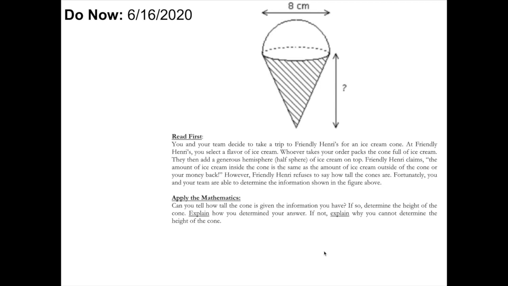So here's my question. Can you tell me how tall this cone is given the information you have? Okay, so we know that he's telling us that he's going to fill the cone and then he's going to put a hemisphere or half sphere of ice cream on top. He tells us that the amount of ice cream on top is the same as the amount of ice cream in the cone, but he won't tell us the cone height. So please pause the video, either find the height and explain how you found it, or explain why you can't find the height of the cone, and then when you're ready, unpause, and you can see what I got.